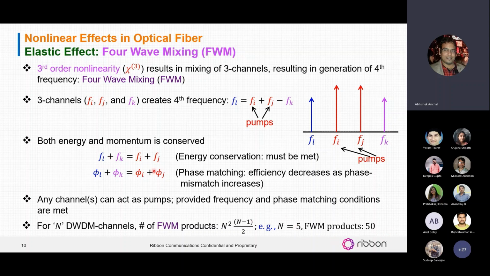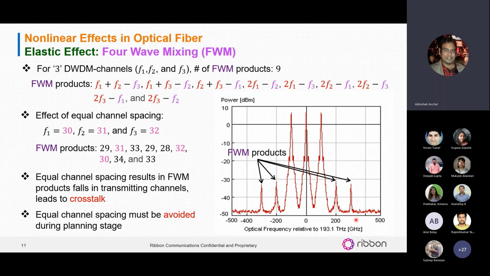Some of them are not efficient because the phase matching conditions are not met, or they deviate from the perfect phase matching. But some of them could be very effective, and this means high power can be generated because of the four-wave mixing. So let's take an example of n equal to 3, meaning there are only 3 channels participating. If there are only 3 channels participating, these are the 9 four-wave mixing products possible.